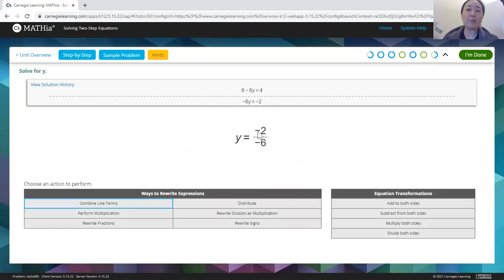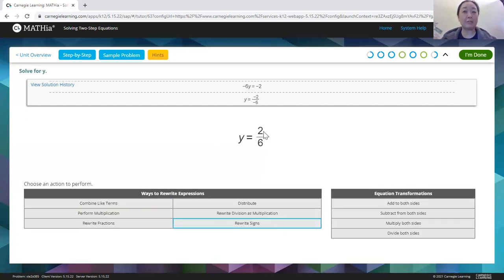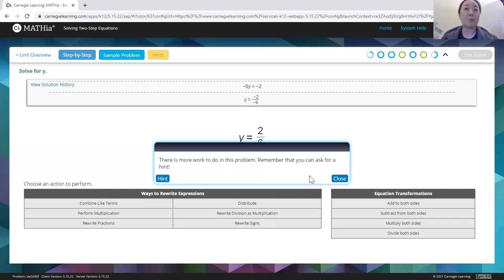And now notice right here, we have two negatives and we want to simplify that, right? It says rewrite signs. So I'm going to rewrite signs. Now notice they canceled out the negatives. So now I just have positives, but I can reduce this some more. If I say I'm done... well, there's more work to do.